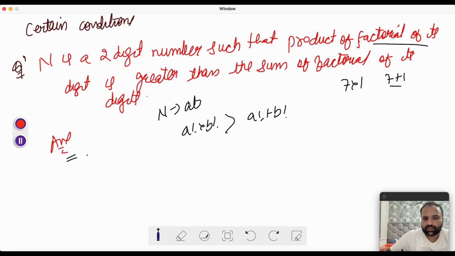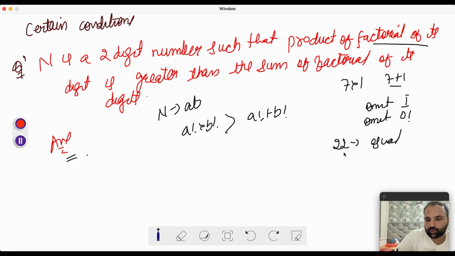So what we need to do is omit all the numbers that contain 1. Similarly, 0 factorial is 1, so we got to omit all those numbers that contain 0 as well, isn't it? Now we have certain exceptional numbers that we studied about. 11 is certainly one of them, and 22. Why 22? Because it says a into b is greater than a plus b. But in 22, what did we study? It's not greater, it's equal to. So we got to omit this as well.